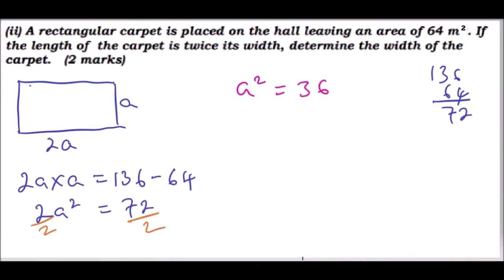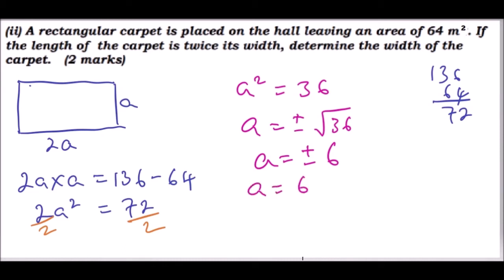So we can get A is equal to plus or minus the square root of 36. A is equal to plus or minus 6. And since we are talking of length, it cannot be negative, so A is equal to positive 6. If that is the length and that is the width, then we are to determine the length of the carpet, which we have gotten, it is 6. And with that, you get yourself 2 marks.